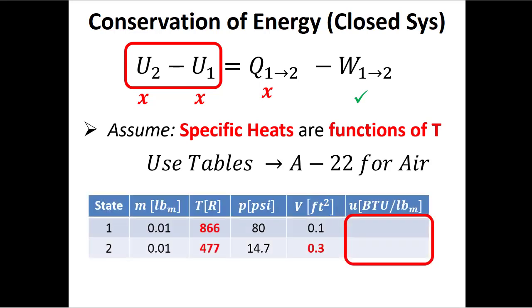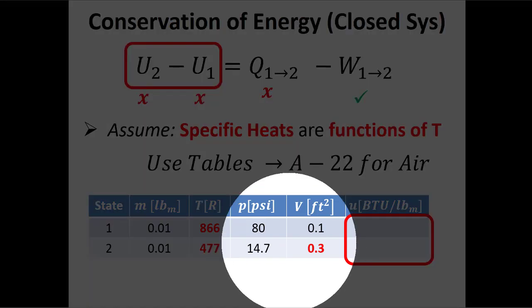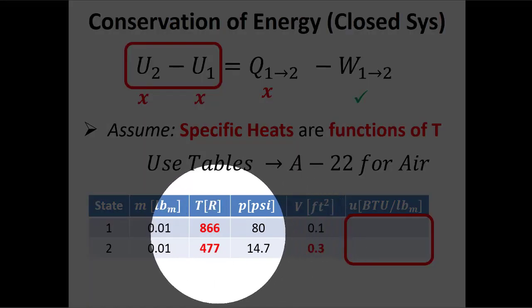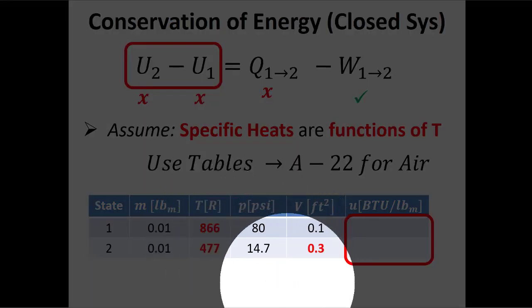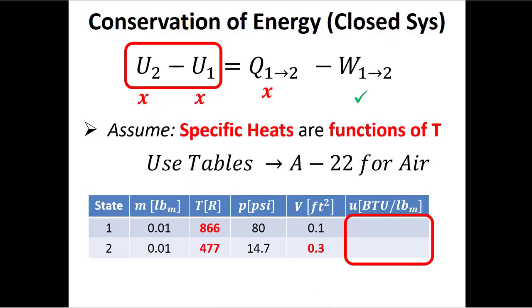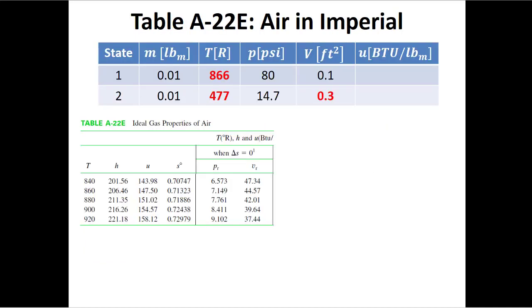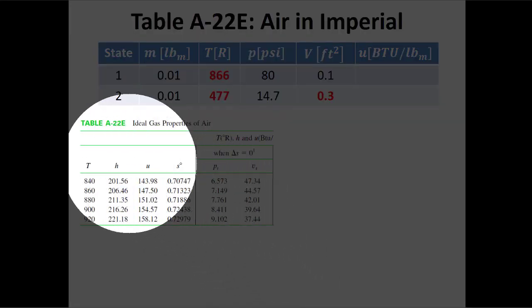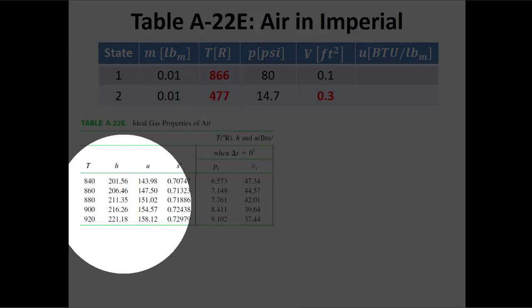So here's my state table. I used the ideal gas law to find these temperatures and this volume, and none of that is going to change because I didn't have to use CV to get any of that information. So all of that stays the same, and I just have to find U. So this is table A22E. I just took a snip of this.